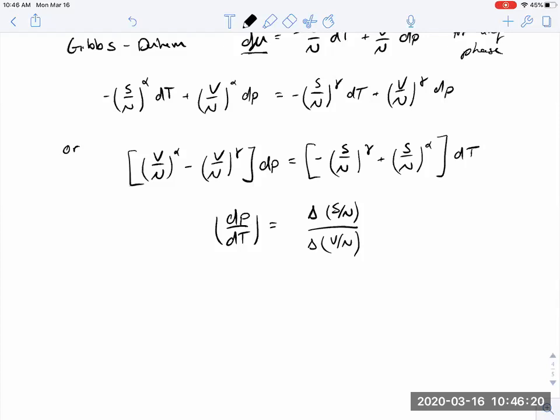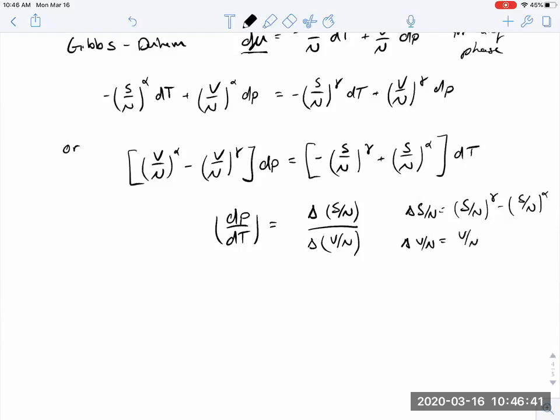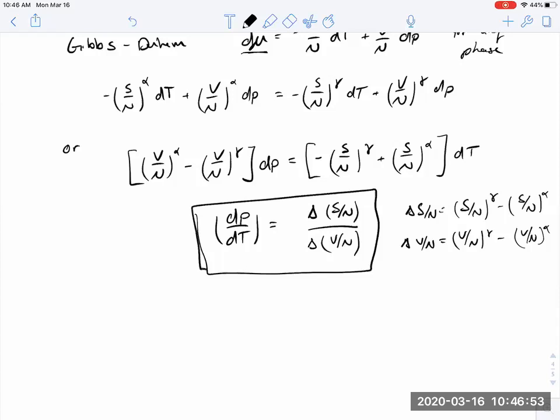So in fact, if we know how the entropies change between two phases, say alpha and gamma, and we know how the volumes per particle change, again between gamma and alpha, we can predict what the slope of the coexistence curve is.